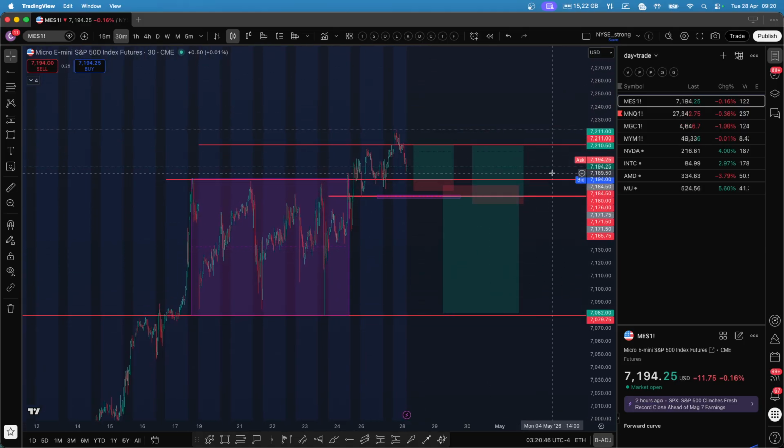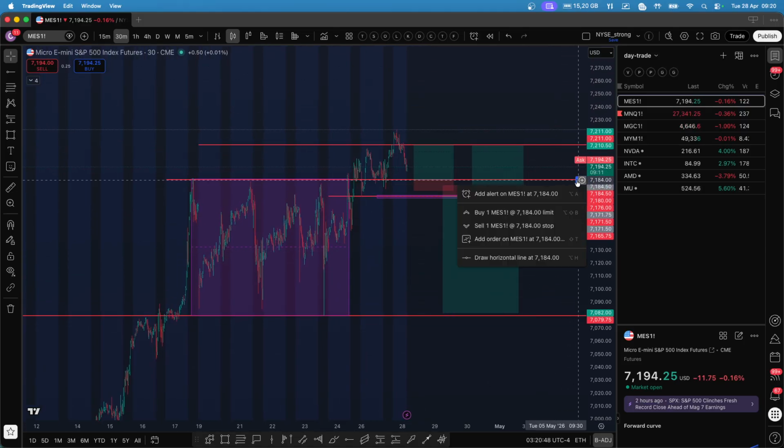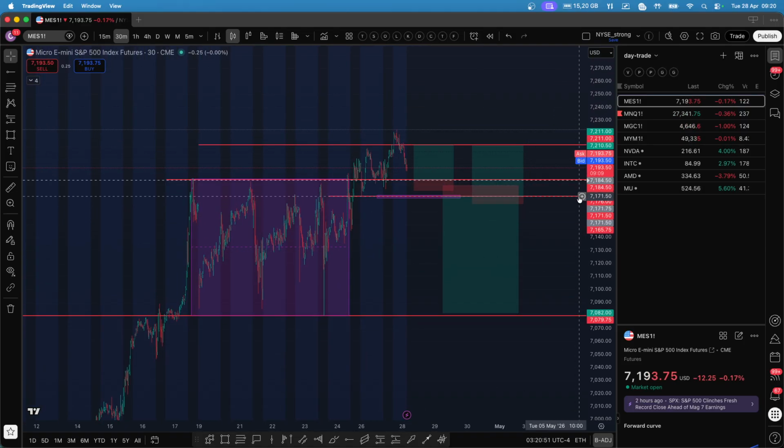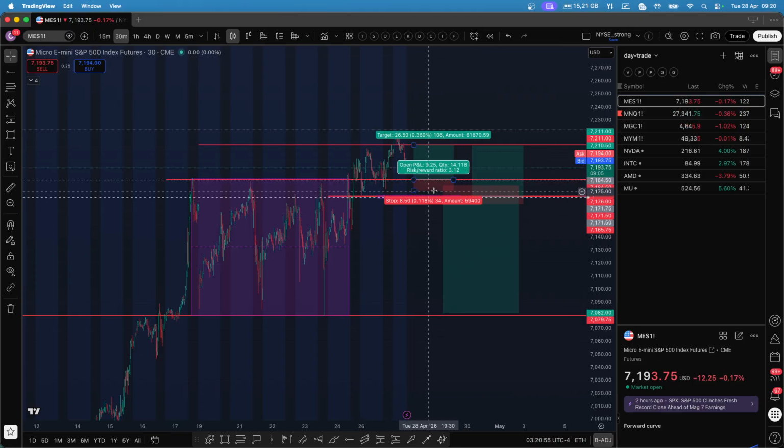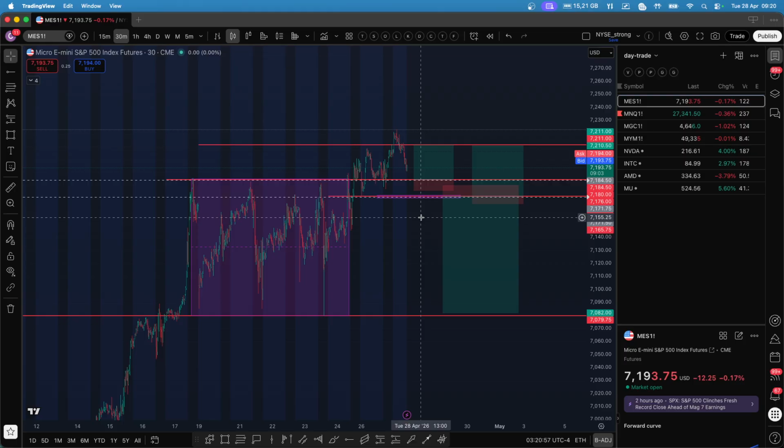Let me set up an alert here, so that if the price comes here, then I would like to see what's going on, whether the price is holding these levels or rejecting. Then based on that, I would like to act.